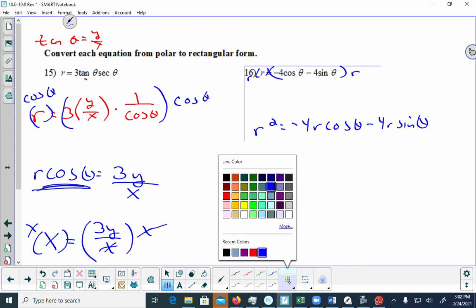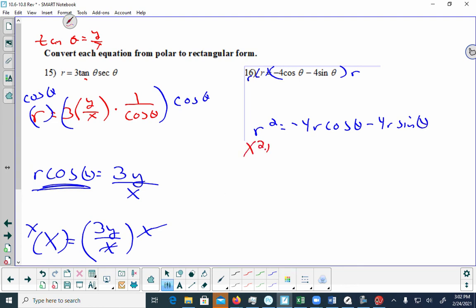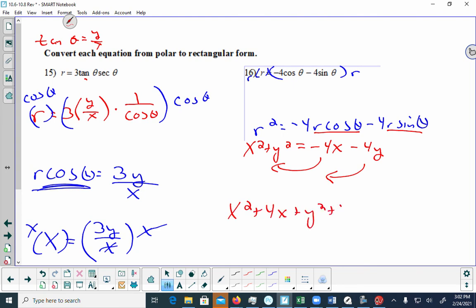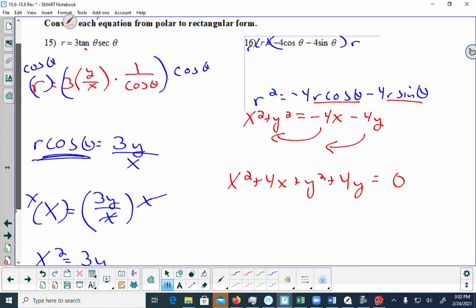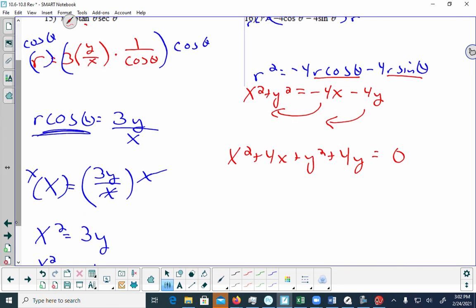Now I can make the r squared x squared plus y squared. This is equal to, this will become x, so this is minus 4x, and then this will be y, minus 4y. So I'm going to write it as an equation of a conic, so I'm going to bring these two over to the other side. So I'm going to have x squared plus 4x plus y squared plus 4y, putting my x's together and my y's together. Again, writing it as a conic, I'm going to complete the square.